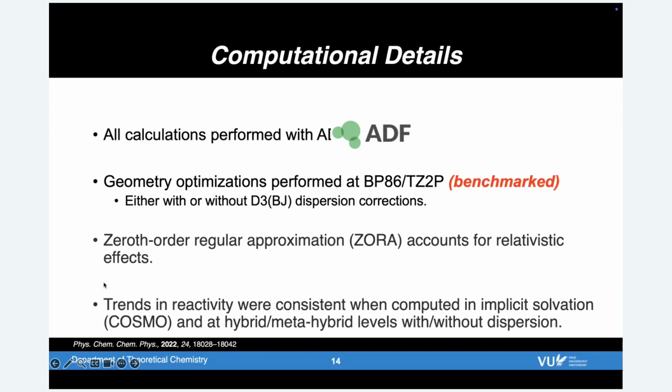And I also find it important to check that the trends in reactivity are consistent in solution, for example. And in these cases, we've checked that our gas phase chemistry provides energetic trends that are consistent when you model implicit solvation using COSMO. This is also natively in ADF. And we've also tested that our trends in reactivity are the same when we compute it with hybrid functionals or meta-hybrid functionals, with or without dispersion.